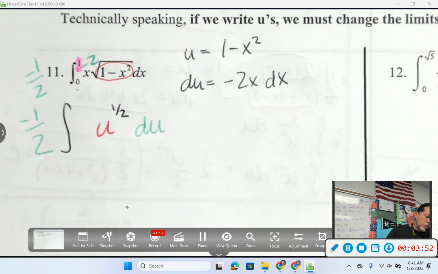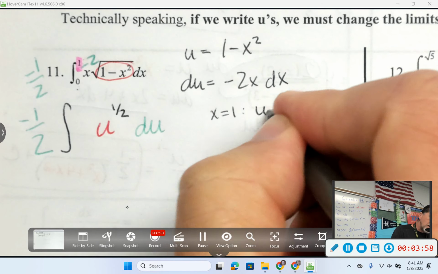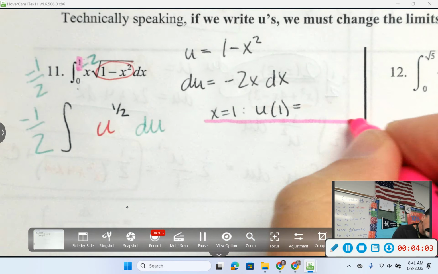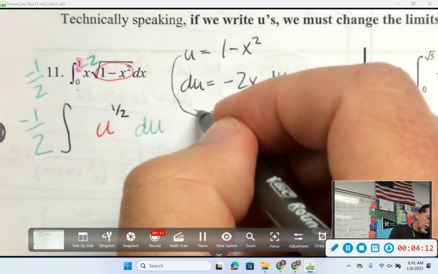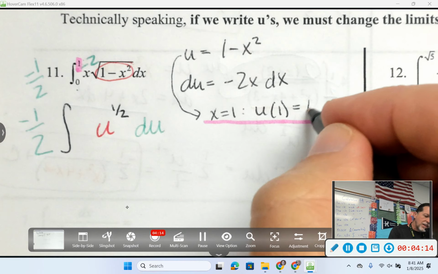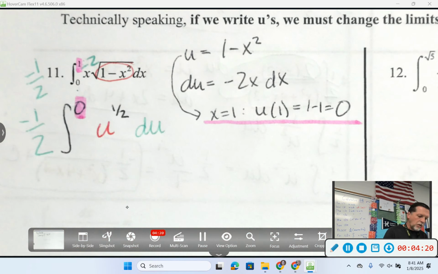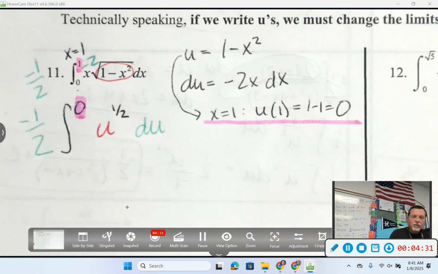So that top limit is 1, but that's x equals 1. So I'm working on changing that top limit. If x equals 1, what does u equal? Yeah, I'll plug in 1 for x. 1 minus 1 is 0. So now my top limit is u equals 0. It went from x equals 1 to u equals 0. And if you really want to get wordy, you can even label that x equals 1 and u equals 0.